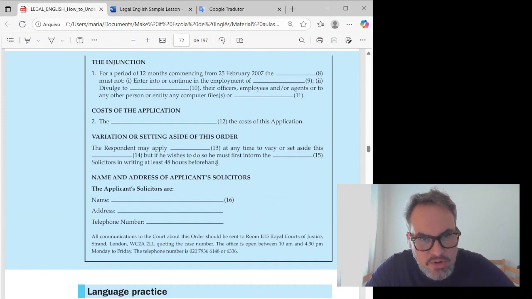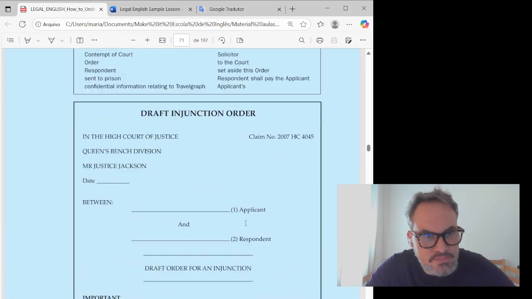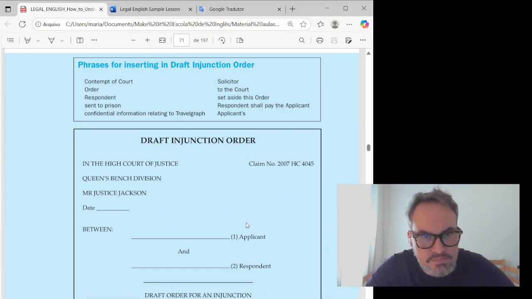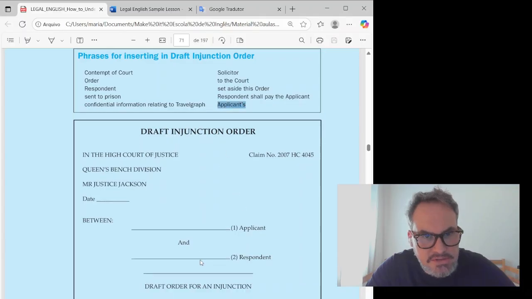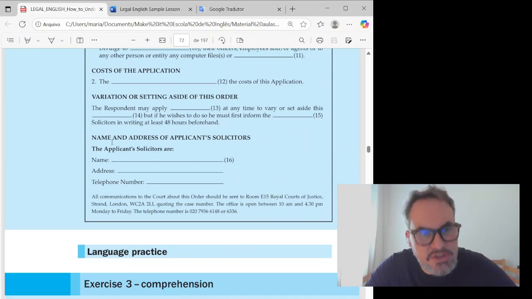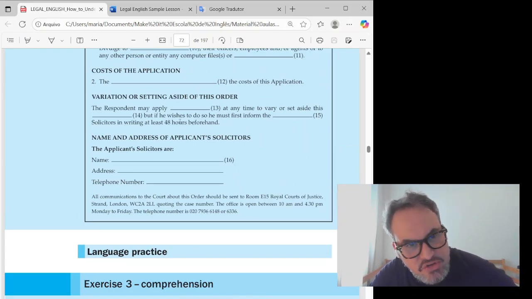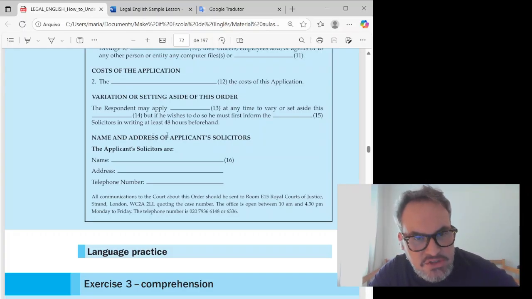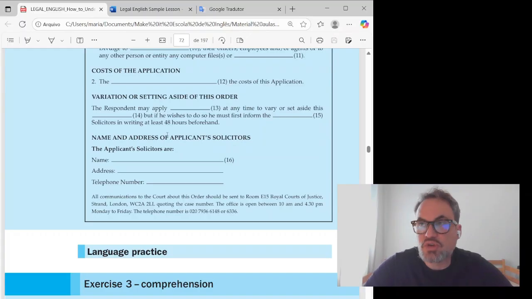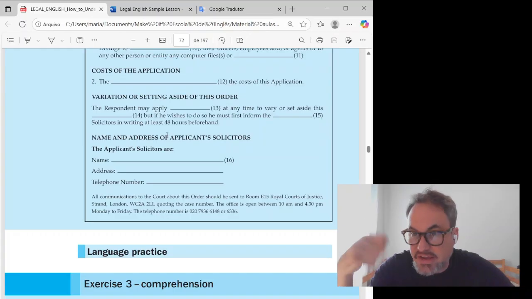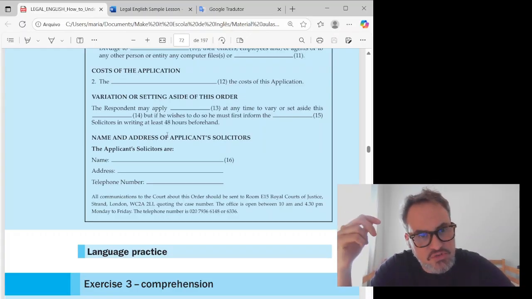But if he wishes to do so, he must first inform the applicant's solicitors in writing at least 48 hours beforehand. So this is saying that the defendant could also change that, vary that, or set aside, but he needs to inform the applicant's lawyers about that in writing, okay, in the text, at least 48 hours beforehand.